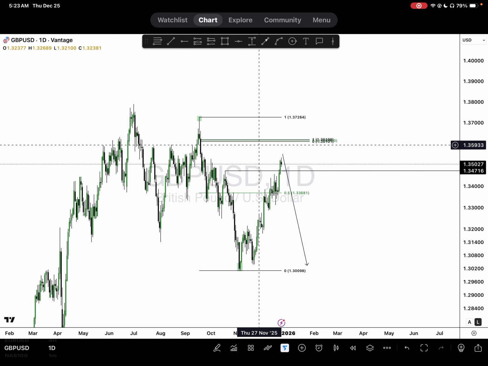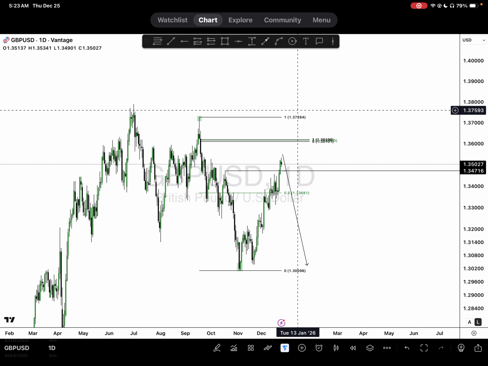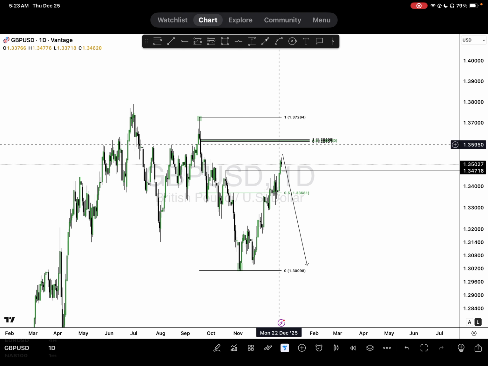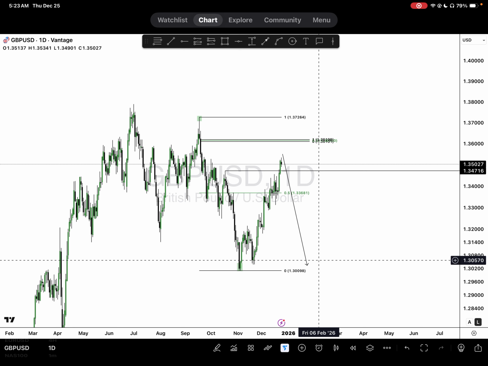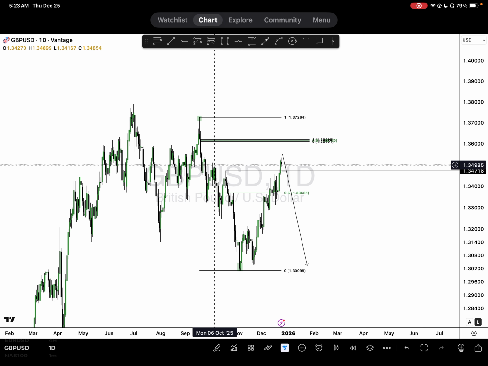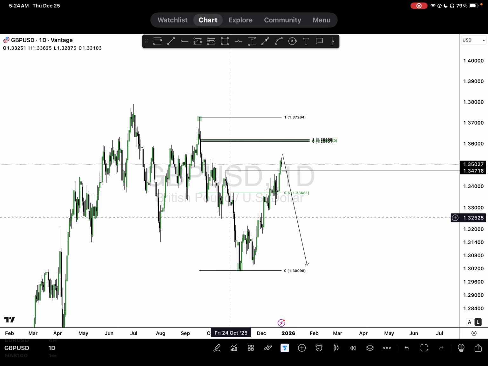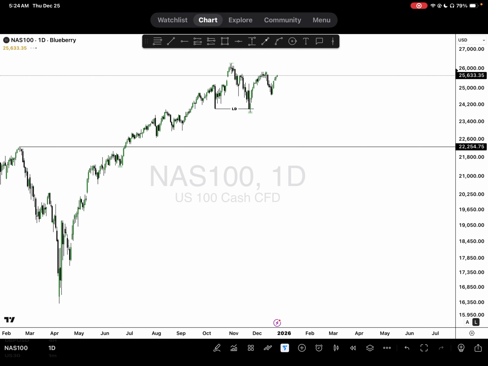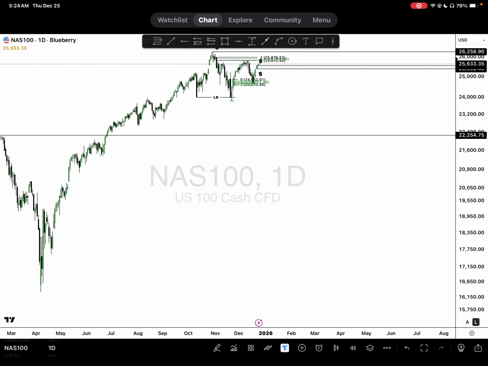And once we get a response from that, it's either we break out of this and say forget the bearish trend, or we respond and we go lower, which will be good for the dollar if you're just looking at it from the fundamental standpoint. If GBP USD lowers in value, that means the dollar is doing better, or the GBP is just doing worse and the dollar isn't doing better. But yeah, moving on to the NASDAQ 100.